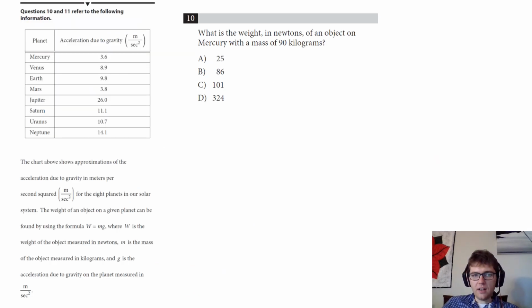All right, questions 10 and 11 refer to the following information. The chart above shows approximations of the acceleration due to gravity in meters per second squared for the 8 planets in our solar system. Weight of an object on a given planet can be found using the formula W equals mg, where W is the weight of the object measured in newtons, m is the mass of the object in kilograms, and g is the acceleration due to gravity in meters per second squared.